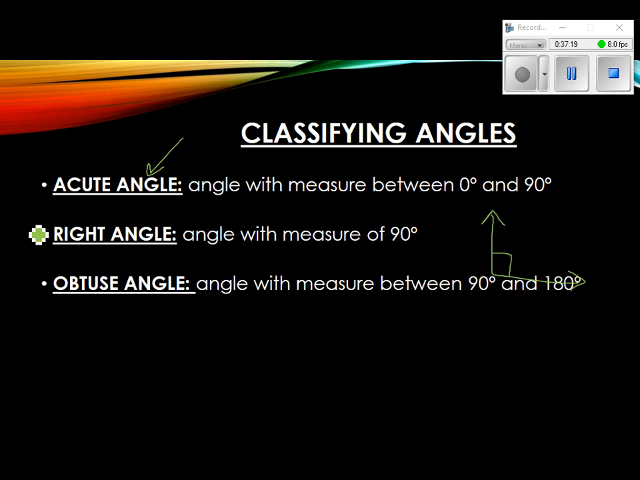What other kind of angles are there? Obtuse. Obtuse angles. What's the definition of an obtuse angle? 90 to 180. Not less, not more than 90, right? 90 to 180. Very good. You guys are learning quick.